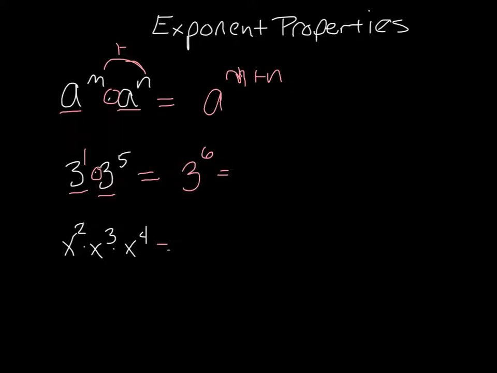Okay, for the next example, I have actually 3 bases being multiplied, and so I just add all 3 of them. I take 2 plus 3 plus 4, and I get x to the 10th. And that would be my answer, because since I don't know what x is, I can't use a calculator.